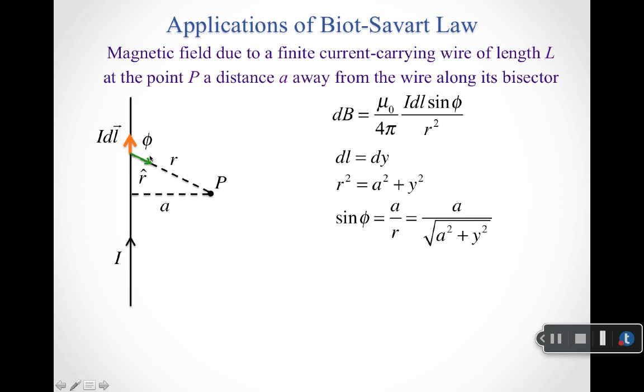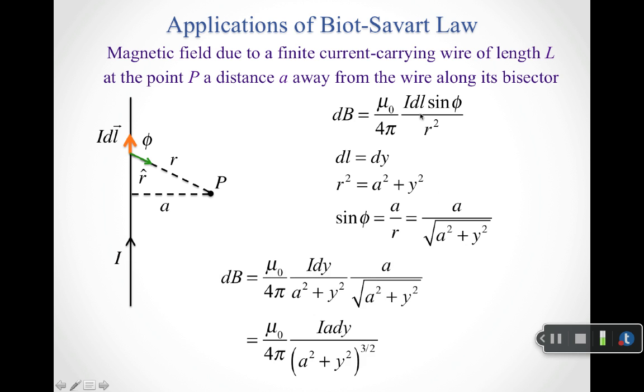And then sine phi, well, this angle here is actually phi. But the sine of this angle happens to be the same as the sine of 180 minus phi, the sine of this angle. And the sine of this angle I can see is going to be the opposite side, a, over the hypotenuse r. So a over r, in terms of what we've already figured out, is just going to be a over the square root of a squared plus y squared. So here are the three pieces that I need to plug into dB.